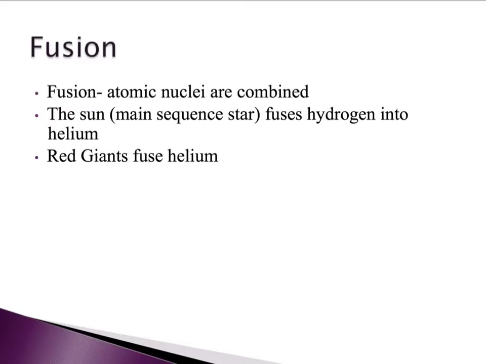Fusion is when two atomic nuclei are combined. So the Sun fuses hydrogen, so it takes two hydrogen atoms and forces them together to create helium. Red giants will fuse helium. The Sun is currently a main sequence star and fuses hydrogen. Next it will become a red giant. Currently the Sun has about 74% hydrogen and 25% helium. This tells us that the Sun is about halfway through its life.